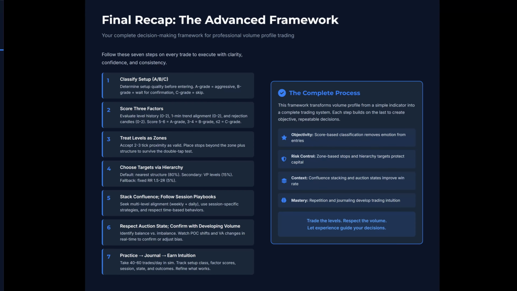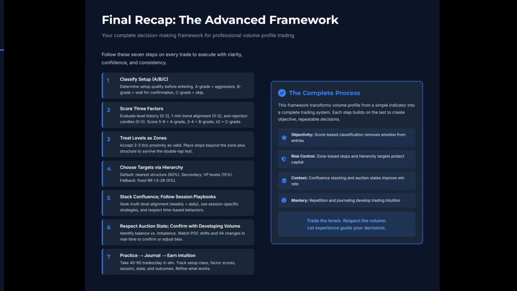Step 1. Classify setup grade A, B, or C. This is your first filter. Determine setup quality before entering. A-grade setups get aggressive entries. B-grade setups require confirmation triggers. C-grade setups get skipped entirely. This classification protects your statistics by preventing low-probability trades. Don't enter until you've classified the setup. This single step eliminates most losing trades.